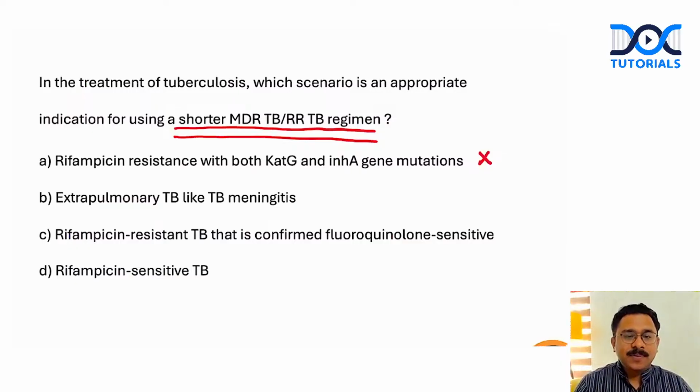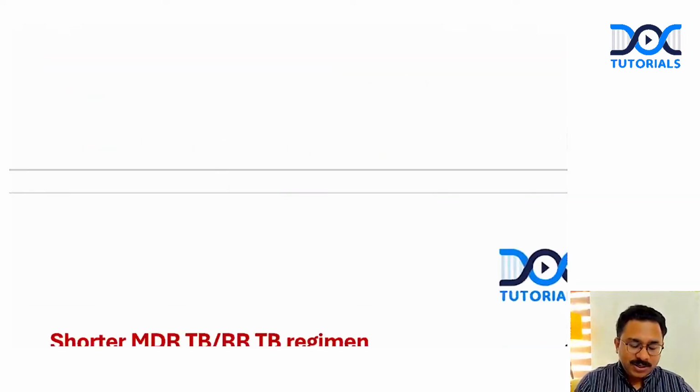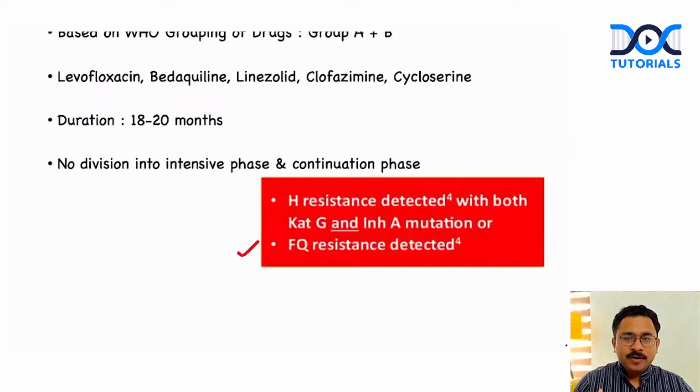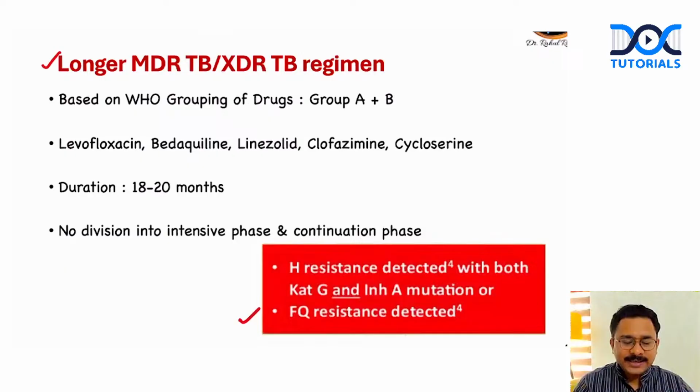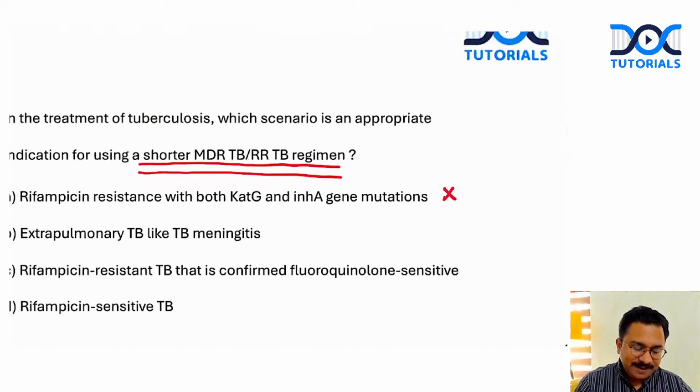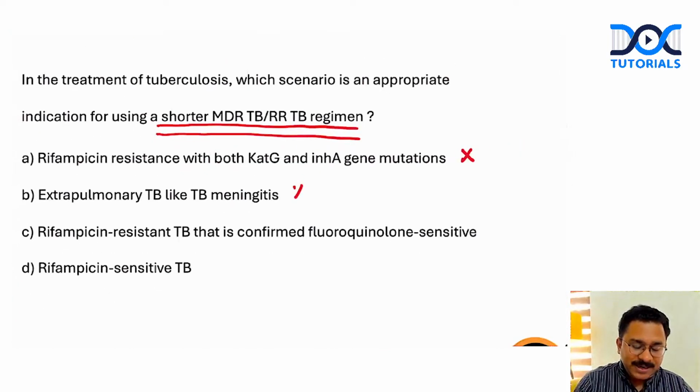Next is extrapulmonary TB like TB meningitis. Now this is something which I want you to know. What the guideline tells you is that when you compare the shorter regimen and the longer regimen, when you have got more complicated cases like certain extrapulmonary TB, like a TB meningitis, in that particular case, you will prefer the longer regimen, obviously, because it is a more serious condition. So if the patient is having an extrapulmonary TB like a TB meningitis, I would prefer the longer regimen as it is a more serious condition.